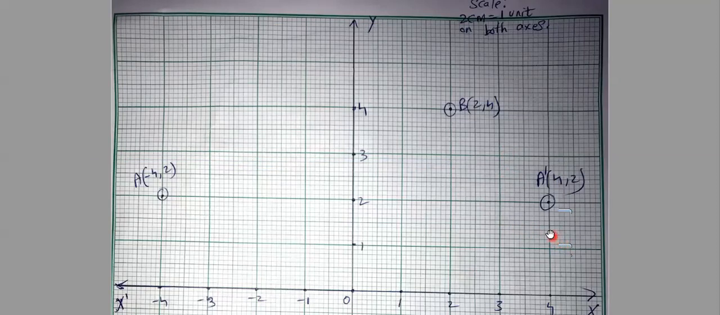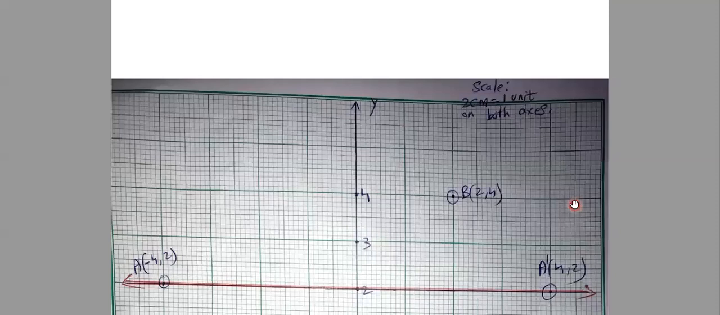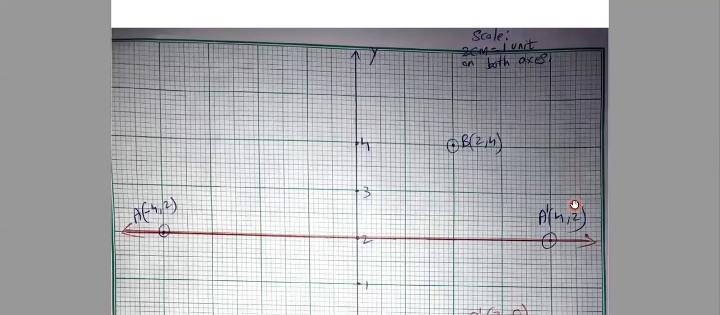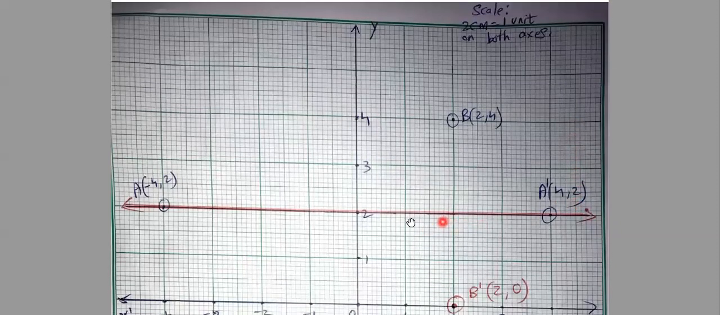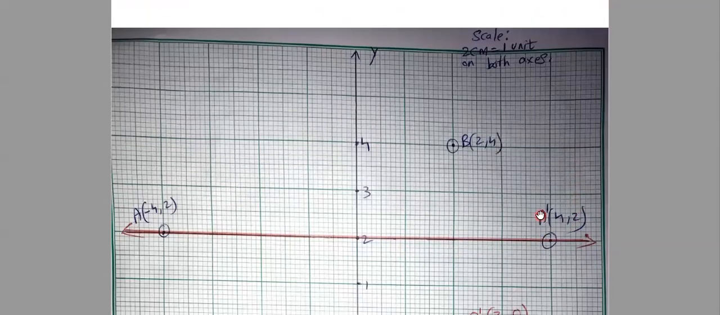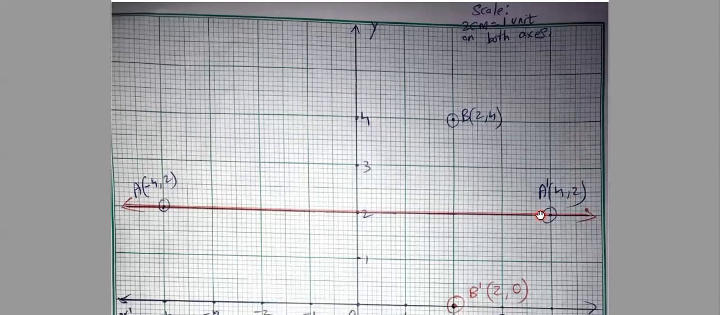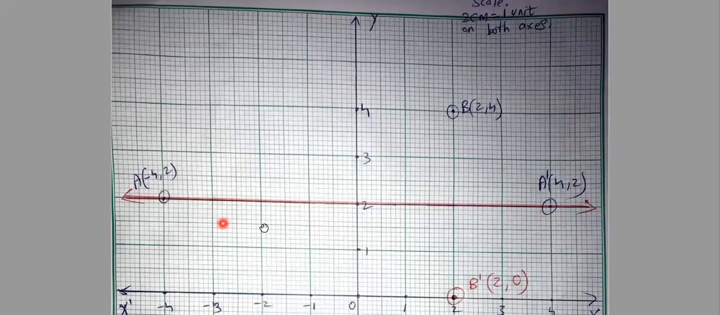It's given here that the axis of reflection is A dash. That means I need to join this A and A dash. Okay, I have joined it here on the screen. See here. Next, I need to find the image. See students, how to find. It's very simple now. This was a point 2, 4. I need to reflect this point through this red line A dash.